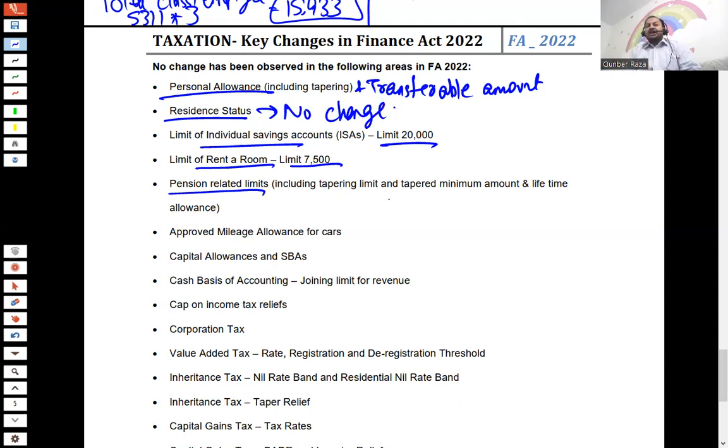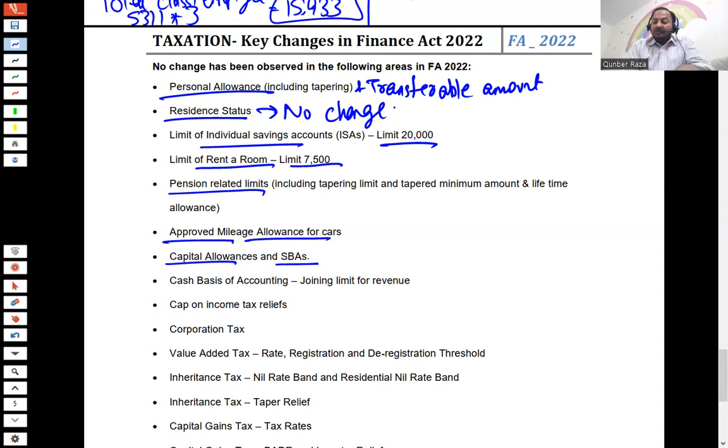Higher of 3,600 or relevant earnings, no change. So there is no change at all in any of the pension related limits. Then approved mileage allowance for cars, there is no change in that. For example, from 0 to 10,000, 45 pence. For above 10,000, 25 pence, no change.